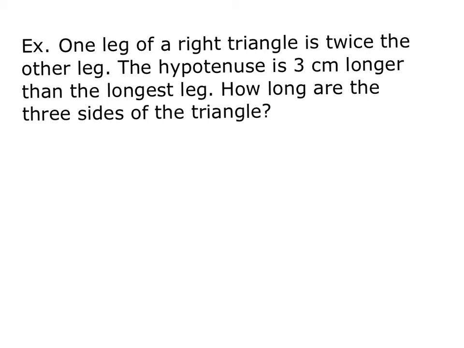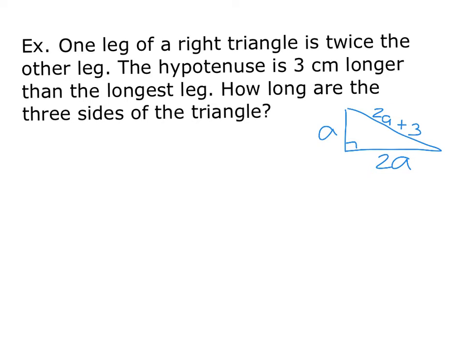This is a quadratic formula, I'm pretty sure. One leg of a right triangle is twice the other leg. So here's my right triangle, twice the other one. The hypotenuse is 3 centimeters longer than the longest leg. Well, 2a has to be the longest leg, so plus 3. How long are the 3 sides of the triangle?